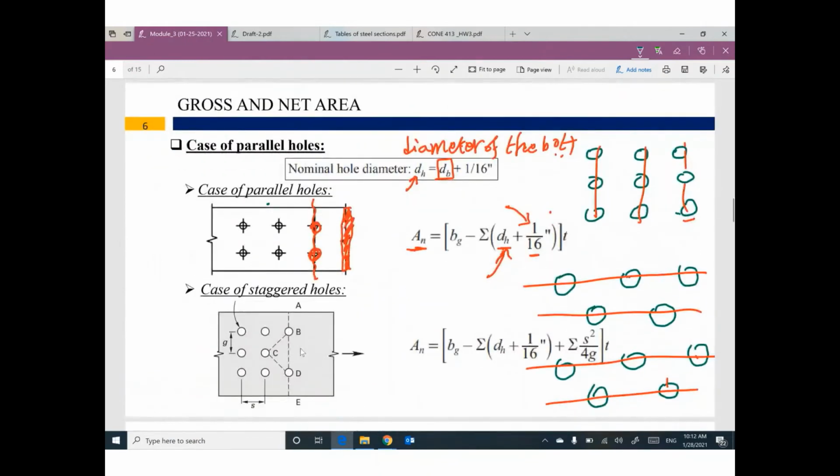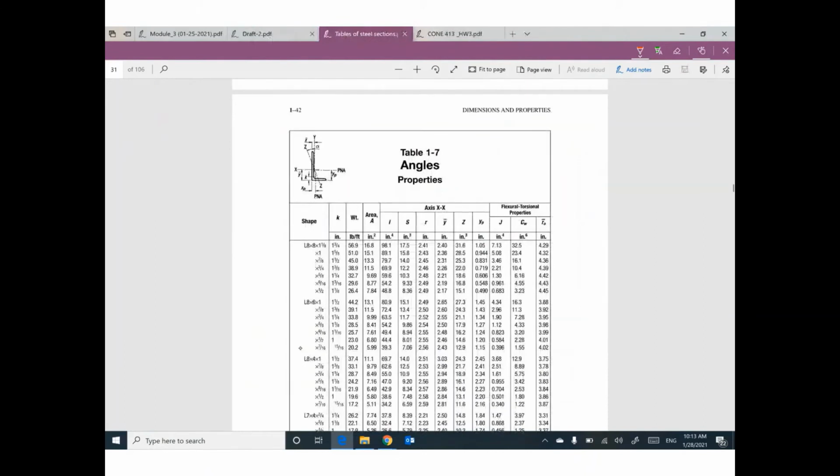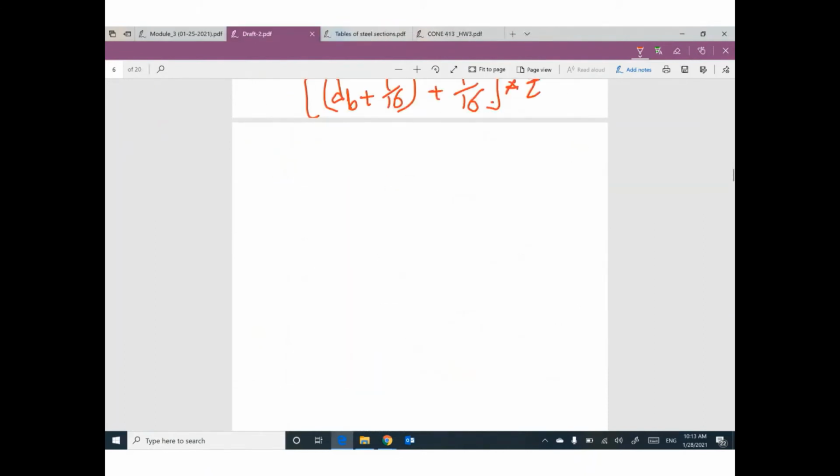If you have two holes in this line, you need to multiply it by 2. This is the reason why I put the summation here. Probably we have 3. For example, if you have a plate like this, and the arrangement of bolts looks like this.